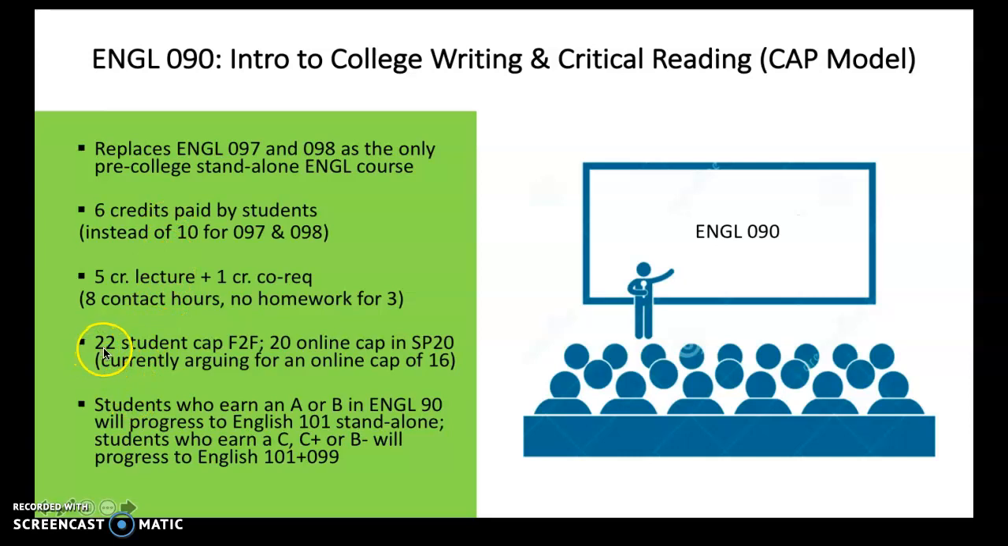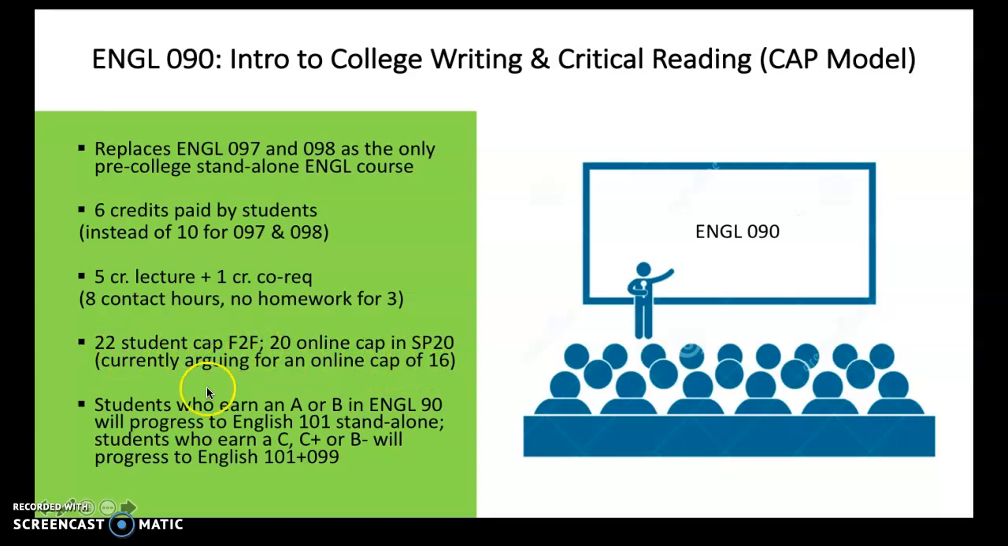Currently, our student capacity for English 90 is 22 students in the face-to-face version of the class. This spring 2020, the cap is set at 20 for the online version of the class, but we're currently arguing for that cap to be reduced to 16 so that proportionally the hands-on work that we're doing in English 90 is honored in the online version of the class in the same way it is in the face-to-face version of the class.